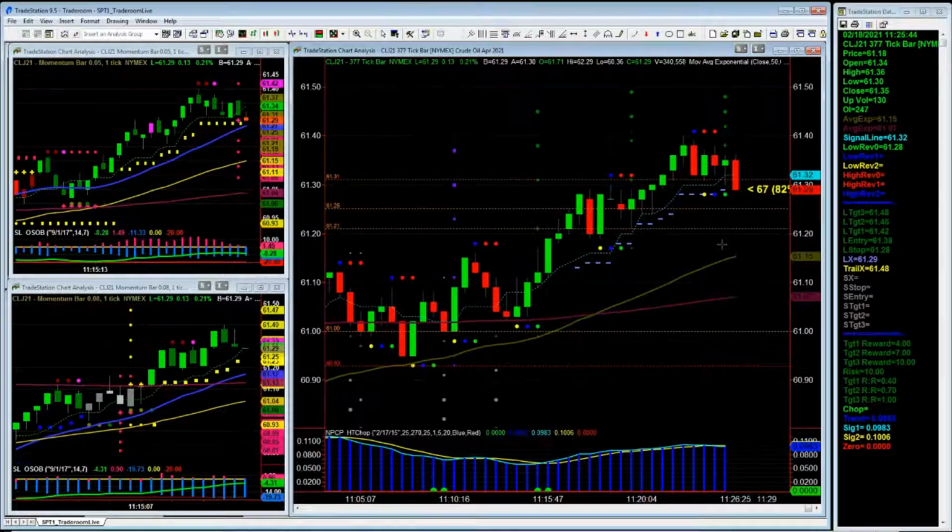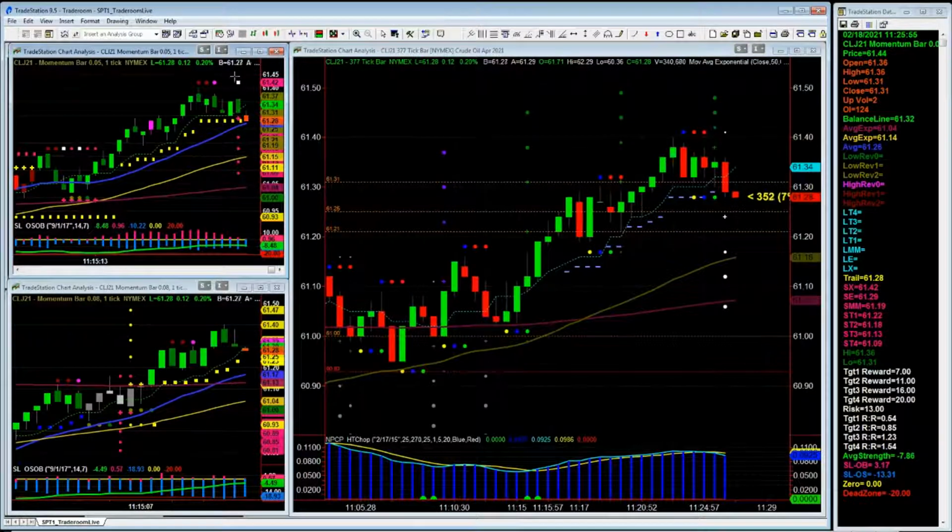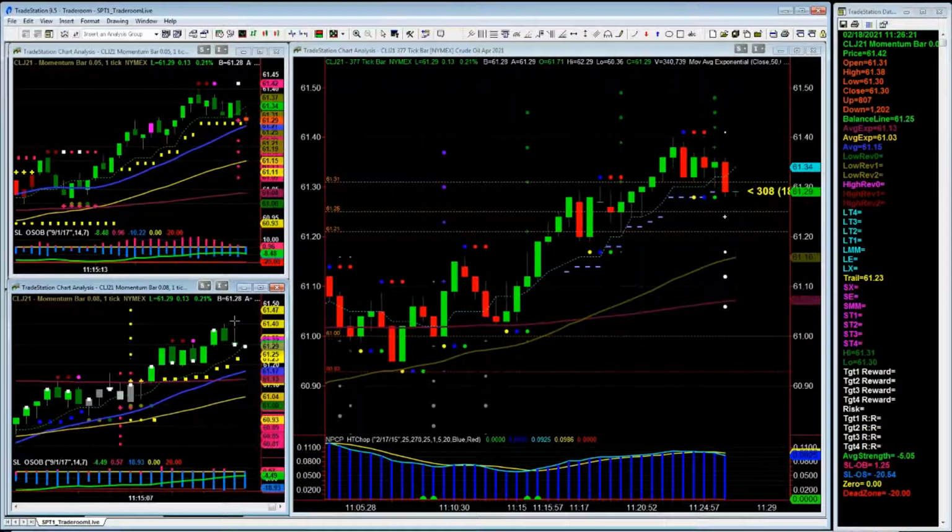All right, the trade just stopped out at 61.29. The 5-tick momentum bar just stopped out at 61.28. The 8-tick momentum bar in the lower left corner, the stop is still at 23. You're still in that trade. Maybe you'll be in there for a larger move higher. But we're basically done with this session.